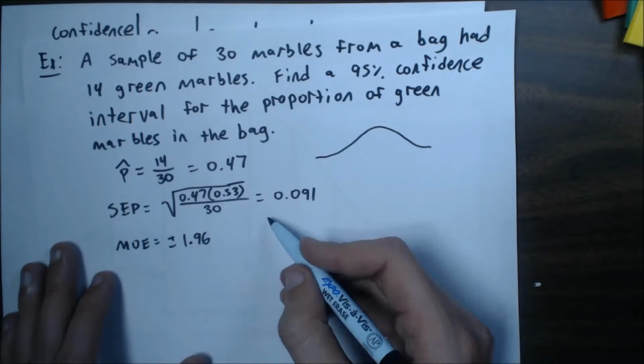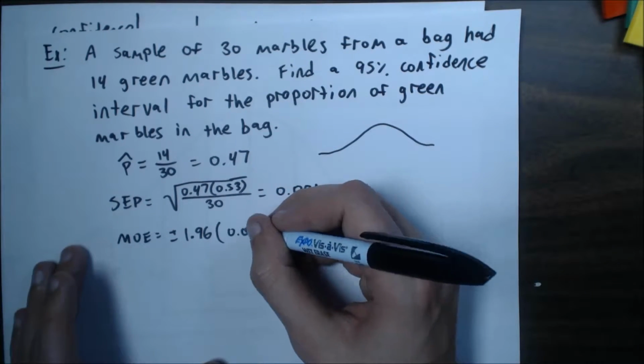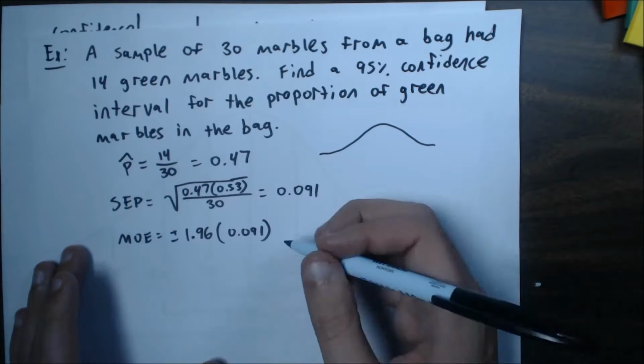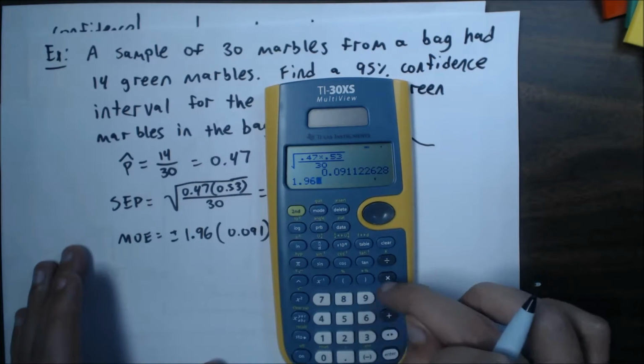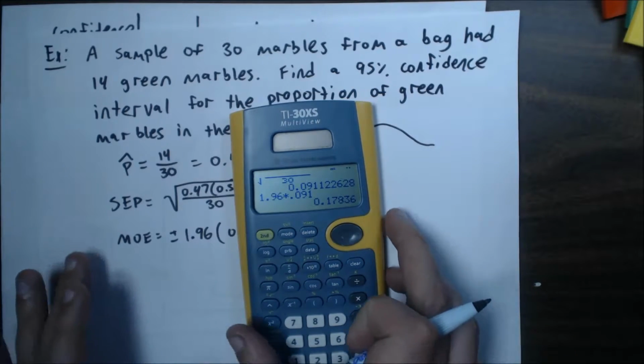times, and normally I'd put that base square root. We already found all this stuff, right? So we'll just write 0.091. We already found that. And this comes out to 1.96 times 0.091, 0.178.